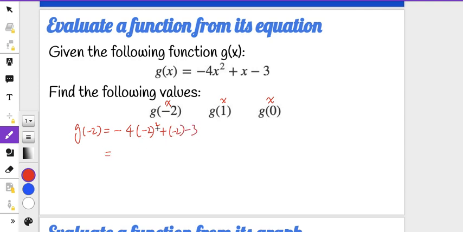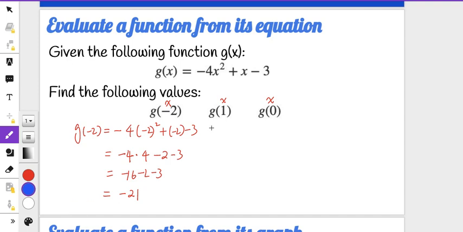One thing I want to remind you, when we work on this one, please remember order of operations. Also, do not forget, the square is negative 2 times negative 2. So that's why it is times 4, and minus 2 minus 3. We can just continue working on that. You will have the answer, which is negative 21. So that's the first one.